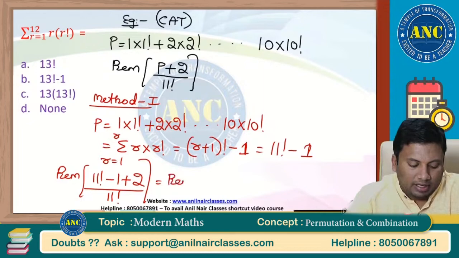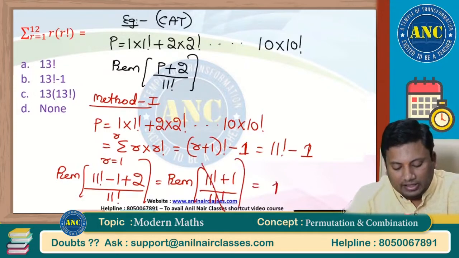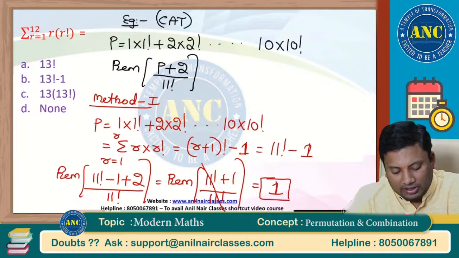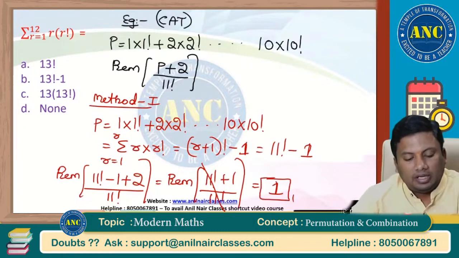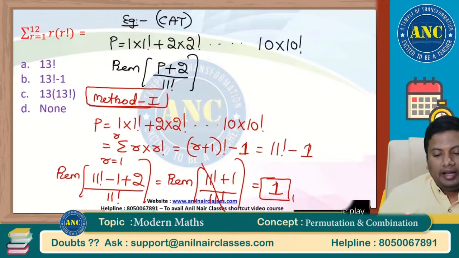This is nothing but 11 factorial plus 1, divided by 11 factorial. This is perfectly divisible except for the 1. The answer is nothing but 1. That is method number 1. I hope the idea is clear.